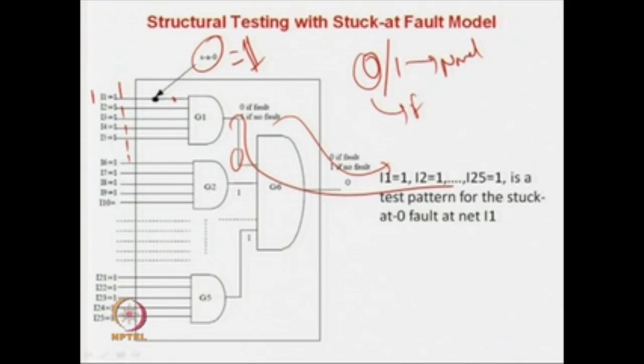Now, if somehow I get a 0 over here, then the fault effect propagation is not there, because 0 will be propagated. So to keep this effect here, I have to apply 1 over here, and so forth. To get a 1 over here, all the inputs of all the other AND gates should be 1. So the input pattern is 1 1 1 1 1 1, all ones.